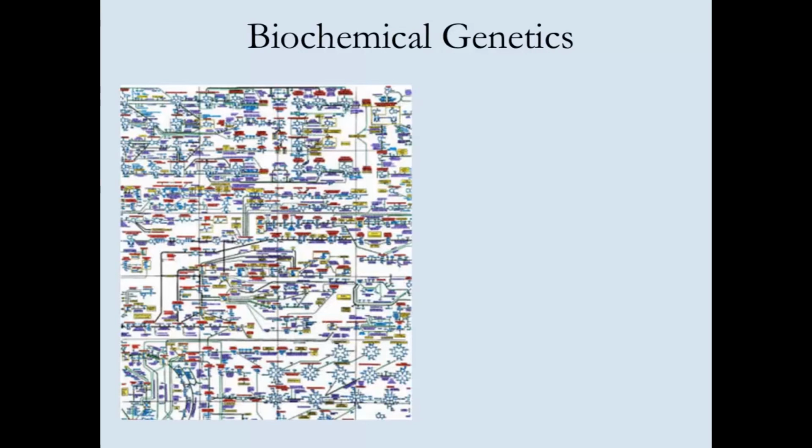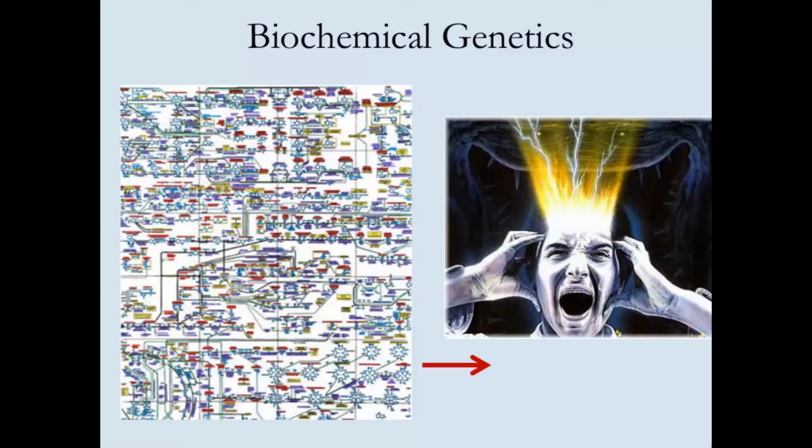So this is a picture of apparently all the pathways in the cell, and if you try to memorize this in an effort to learn biochemical genetics, it's likely that your head would explode. So that's why I'm just going to go through some basics, and if anyone has questions at the end about more specific diseases or things, we can certainly talk about that.